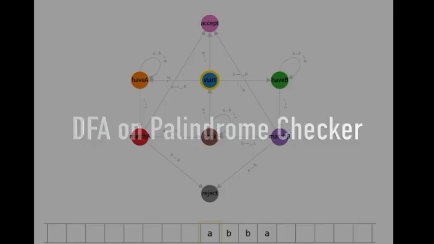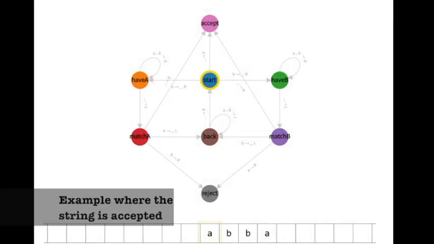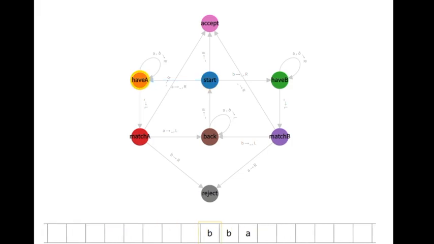Now let us look at a DFA on a palindrome checker. Let us consider a string ABBA which should be accepted. Firstly, when the DFA receives the input symbol A, it goes into the have A state and moves to the right. It has a self loop until it finds a space. Once it finds a space, it goes to the left and checks if the input symbol is A. If it is A, it goes to the back state.